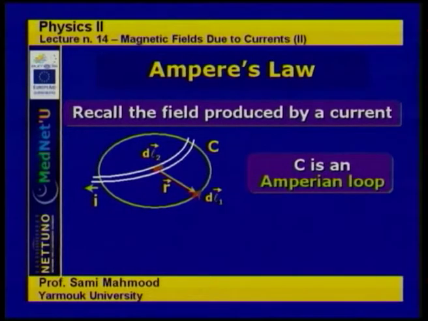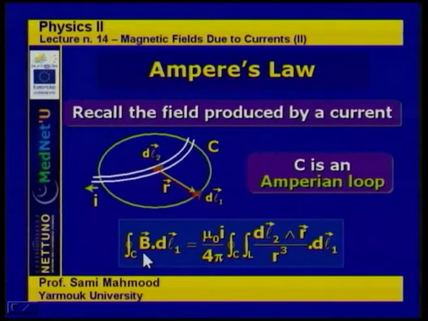And now what we do is we take an element of the current, dl2, which is an element of the conductor, and we evaluate the magnetic field produced by that element of current at the position dl1 of the Amperian loop. The position of the element dl1 of the Amperian loop is R with respect to dl2.